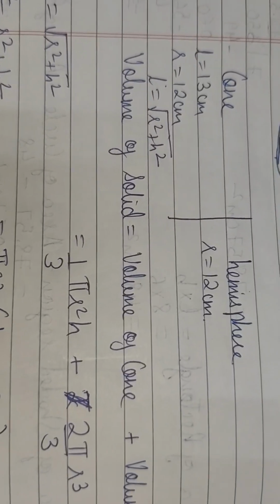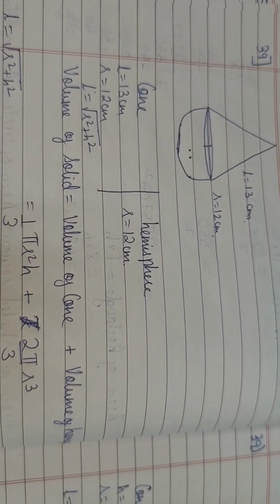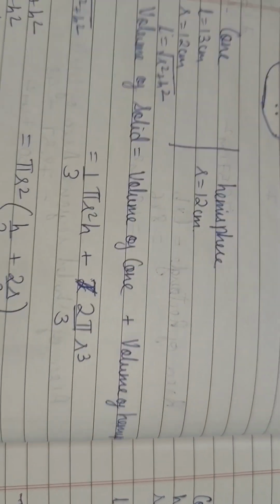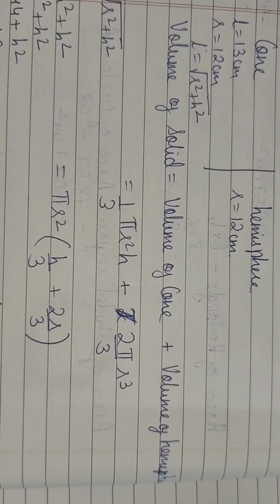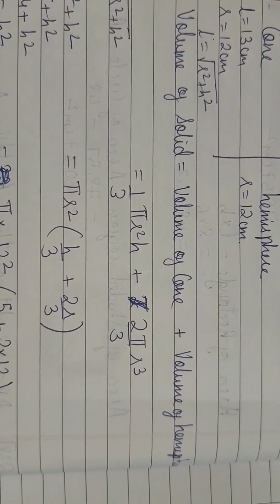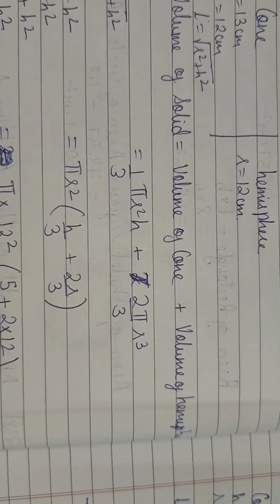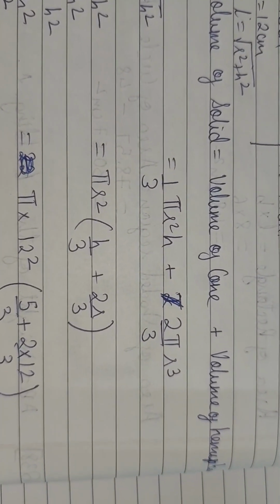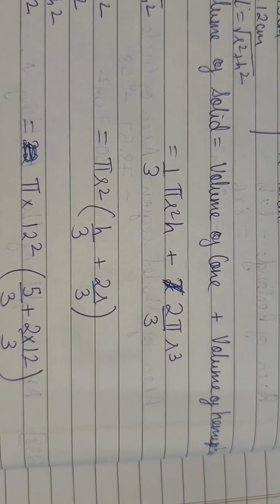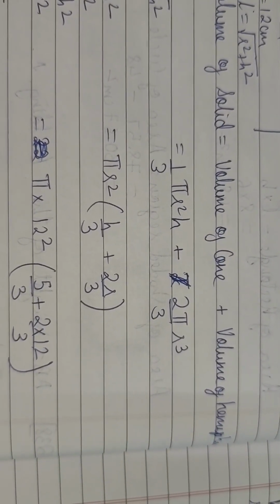They told us to find the volume of the solid. So volume of solid will be volume of a cone plus volume of hemisphere. And volume of cone will be what? 1 upon 3 pi r square h plus 2 pi upon 3 r raised to 3. So what is common? Pi and r square is common, so I have taken outside. So bracket h upon 3 plus 2r upon 3.